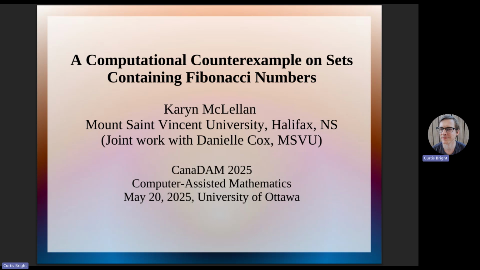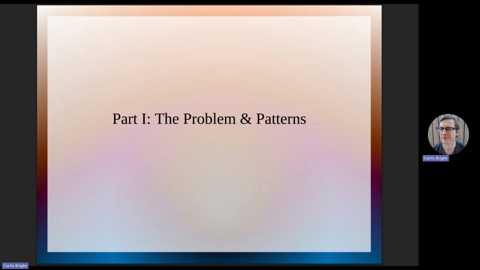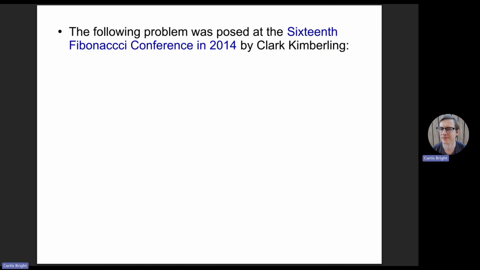Great, thank you. Thanks for the chance to speak. I'm going to be talking about an interesting little problem, looking for Fibonacci numbers in sets generated from linear operations. It's not super complicated in terms of the computation involved, but there's a conjecture that I'll tell you about, and we use some calculation to help us solve the problem. First, I'll tell you what the problem is, and then look at some patterns that helped us to solve it. This problem was posed at the 16th Fibonacci Conference in 2014 by Clark Kimberling.